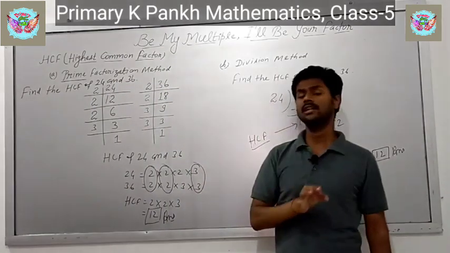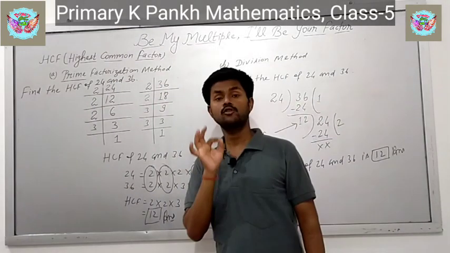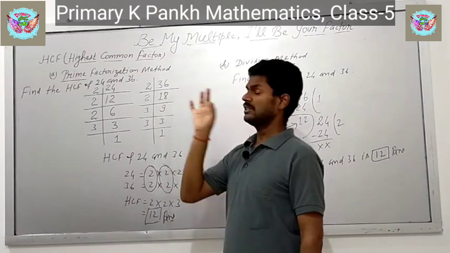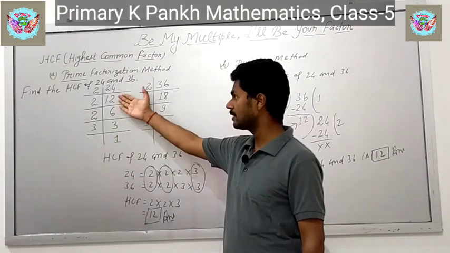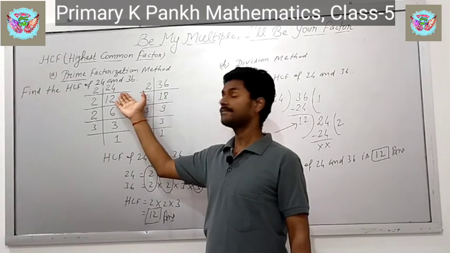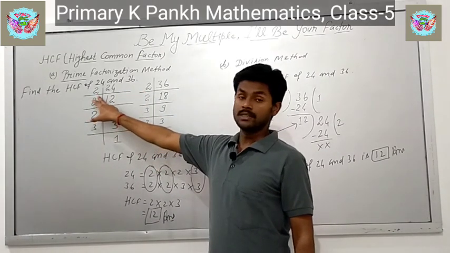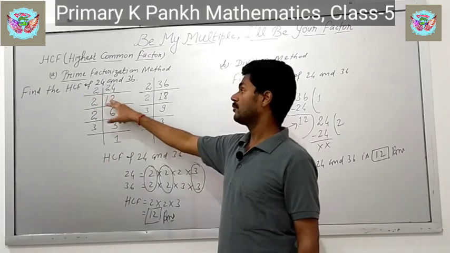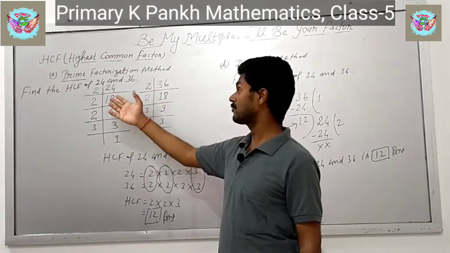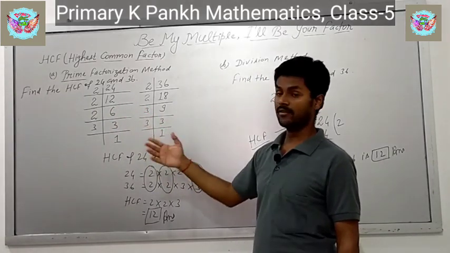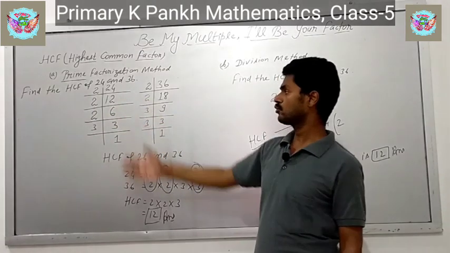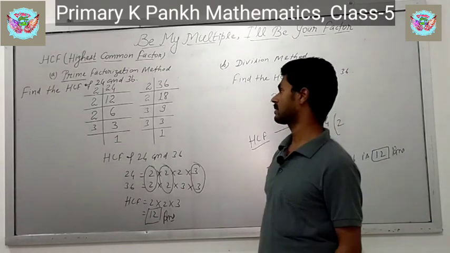So in this method, for finding HCF, you have to divide each number separately by prime numbers. Like we have divided 24 by prime numbers, like 2. When you divide 24 by 2, you find 12. After that 6, after that 3, and here 2, 2, 2 and 3 are prime numbers.